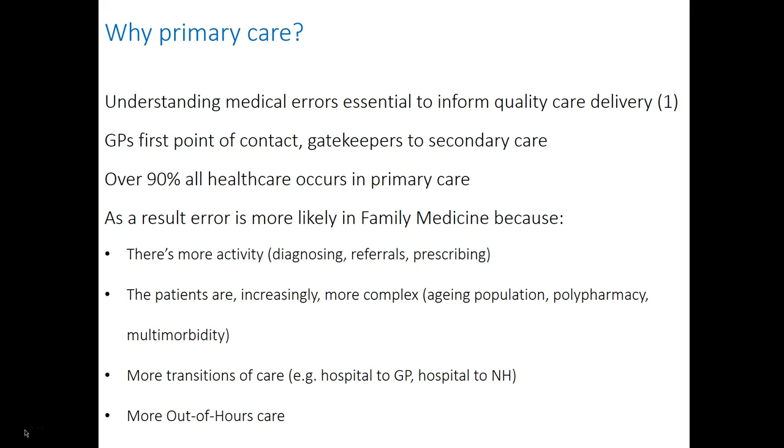They usually have multiple drugs and multiple illnesses. There are also more transitions of care, demands for referral, admission, etc. So the transitions of care are where particularly prescription errors occur in the transfer from GP to hospital, hospital back to GP, hospital to nursing home, etc.